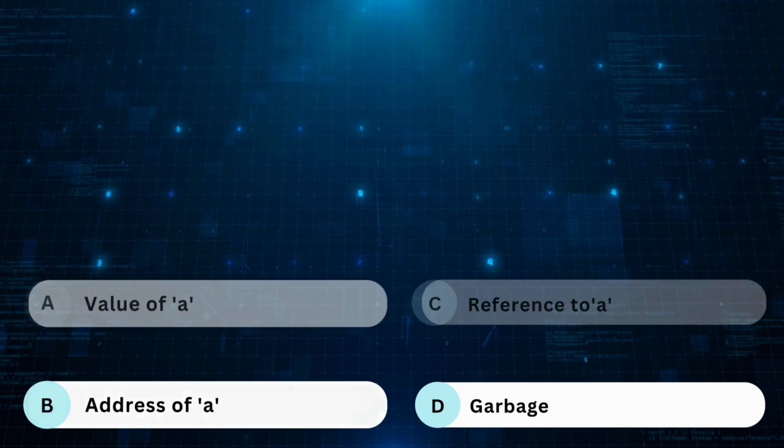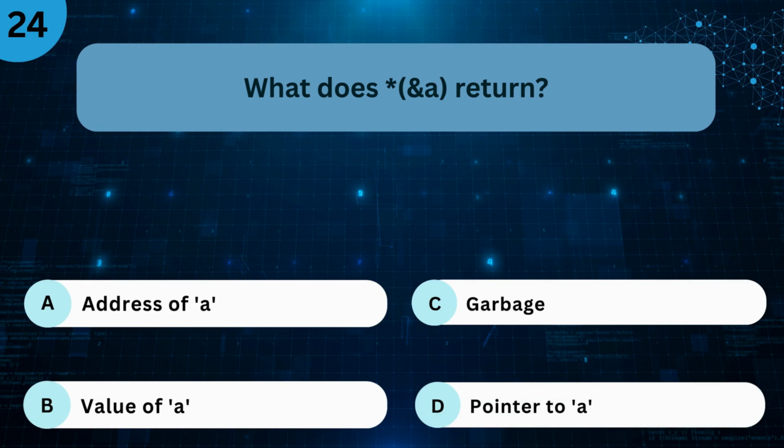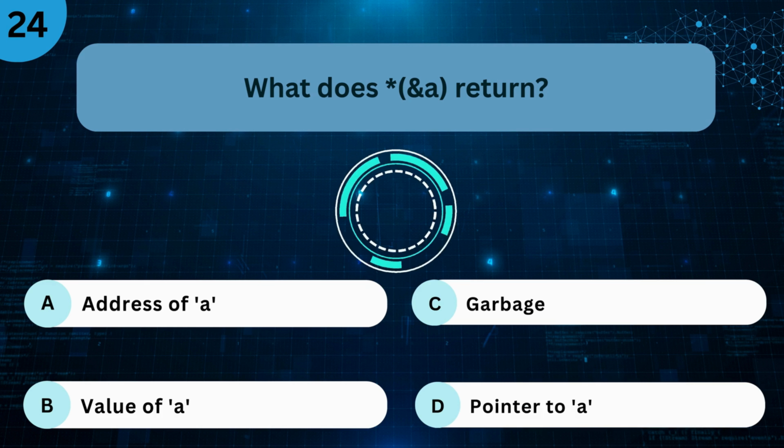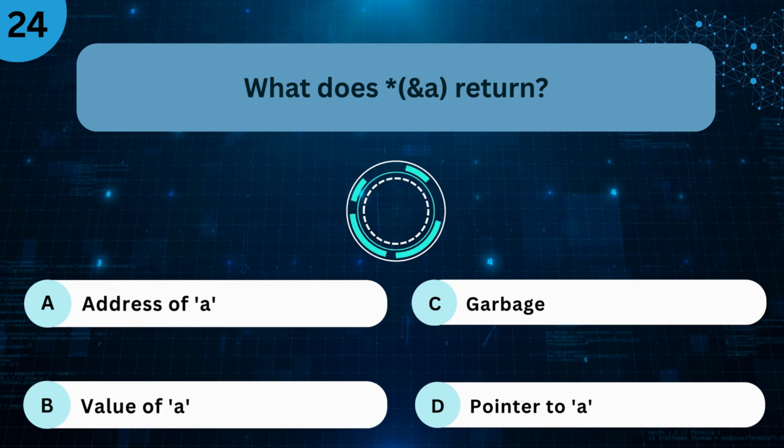Address of a. What does *&a return? A. Address of a, B. Value of a, C. Garbage, D. Pointer to a. The right answer is B.